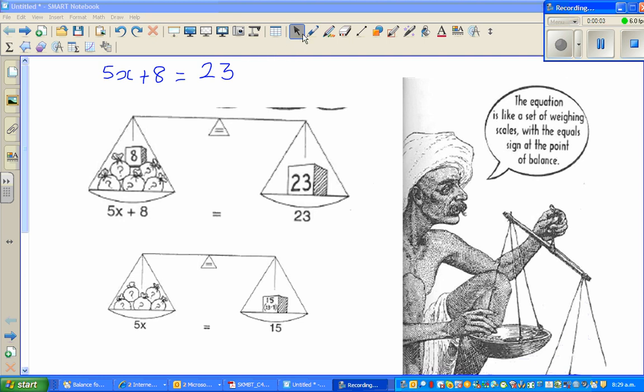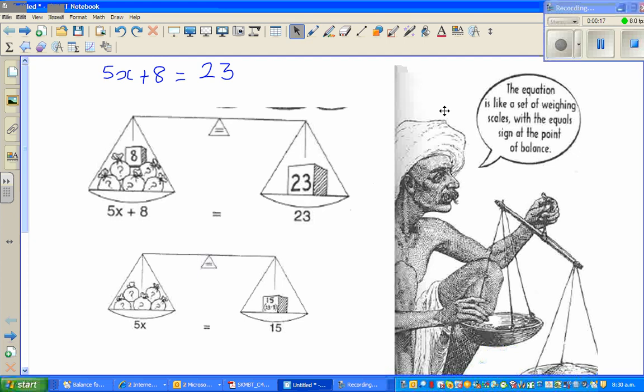In this video, I'm going to show you how to solve a simple linear equation. This is the equation 5x + 8 = 23. When solving equations, students find it difficult because they don't understand what an equation is.